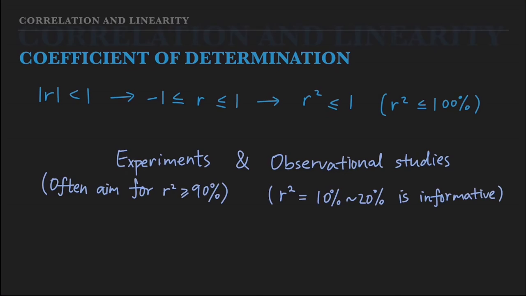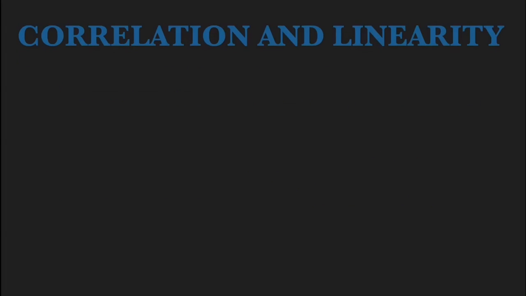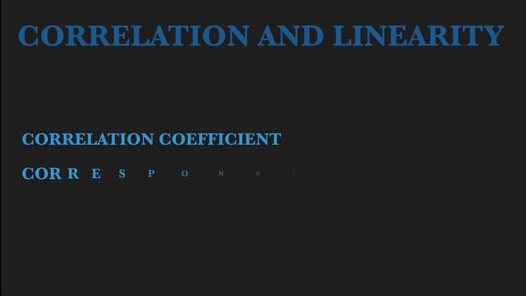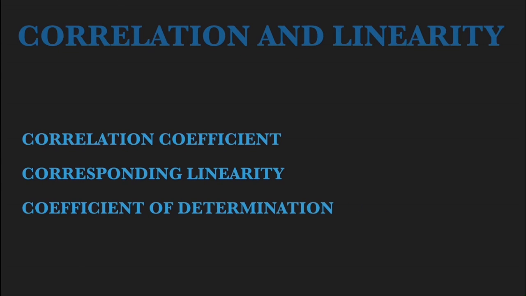Time to recap what we learned today. We started with the definition and characteristics of the correlation coefficient. Then, we made connections between the R values and their corresponding linearity. Lastly, we talked about the coefficient of determination, which has many applications in experiments and observational studies.